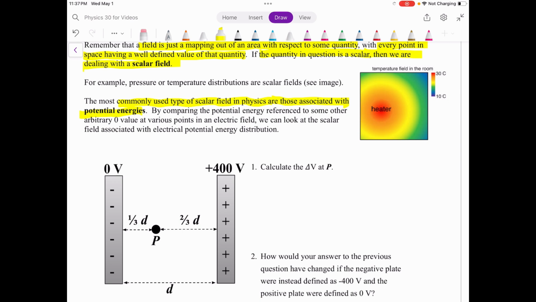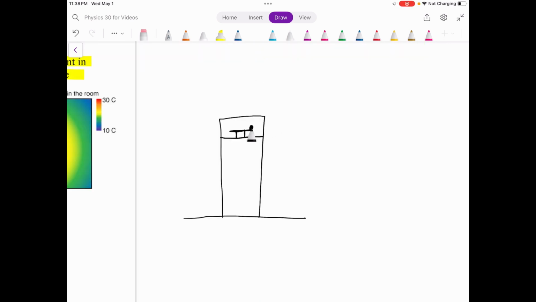So what we do is we compare the potential energy, referenced to some other arbitrary zero value, at various points, okay? Now, let's break that down a bit. What does that mean? Because we know the thing about potential energy is that it is kind of meaningless unless we're saying compared to somewhere else. So think about this ball on this table in the top floor of this apartment building, okay? If I asked you how much gravitational potential energy it has, you would probably reply, well, do you mean relative to the floor? Or do you mean relative to the ground? Or even do you mean relative to the table?